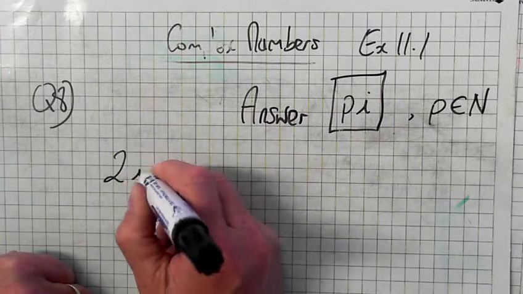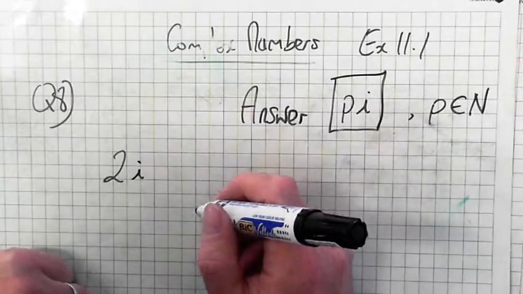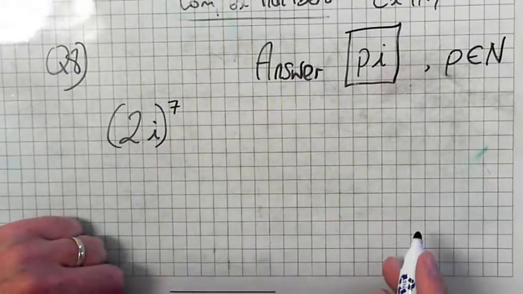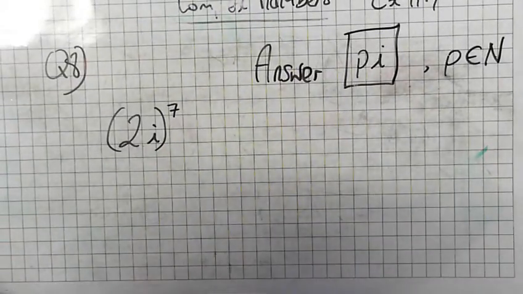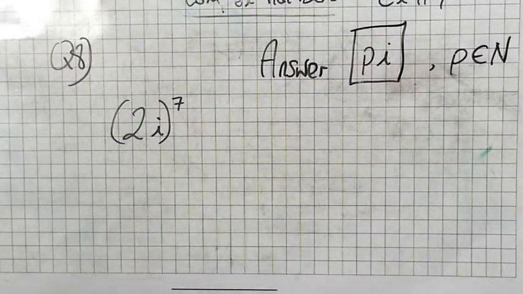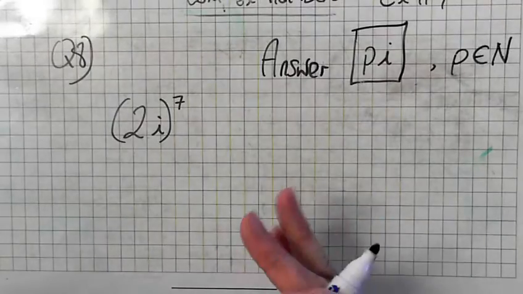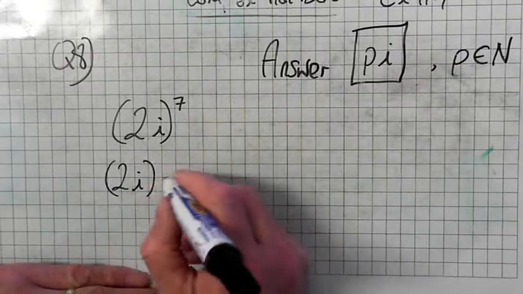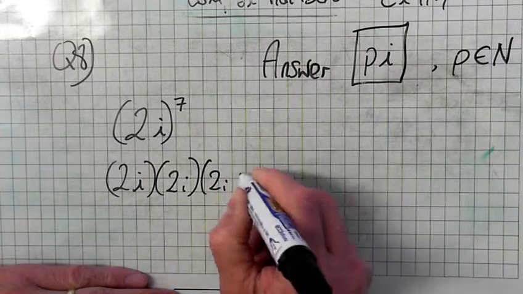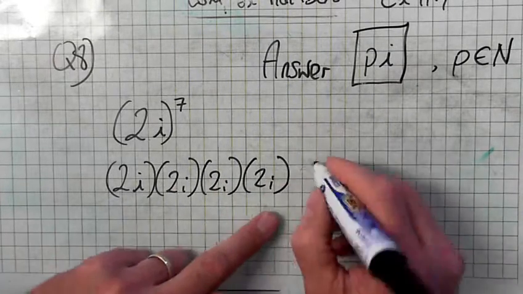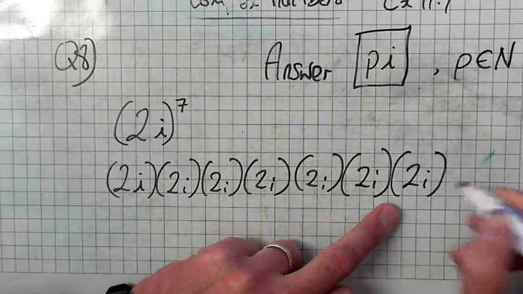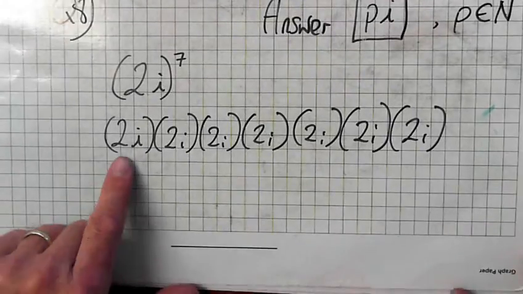So it's 2i to the power of 7. Simplify the following and give your answer. Alright, so it's 2i times 2i times 2i, 4 of them, 5, 6, 7. Right, so we'll start off by multiplying these two first.